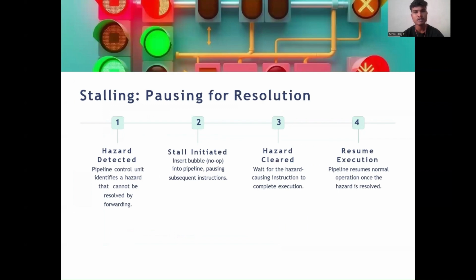Stalling. Stalling is the pause for resolution, where the hazard is detected and the stall is initiated, and then the hazard is cleared and execution resumes. The pipeline control unit identifies the hazard and inserts a stall, and later, once the hazard is cleared, the execution resumes.